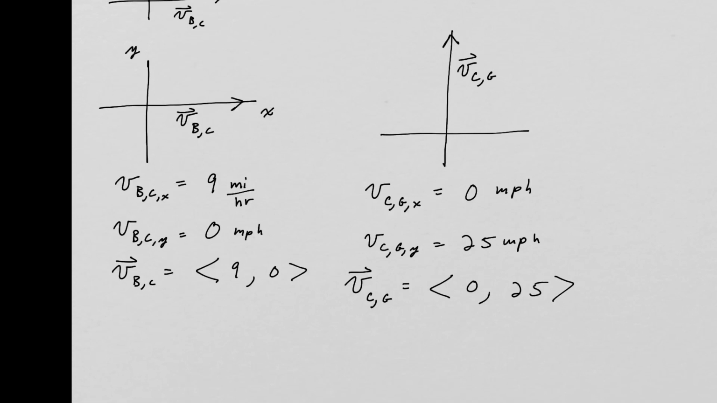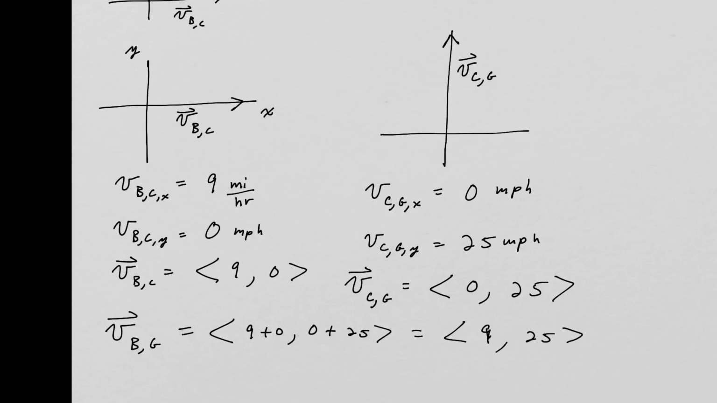Okay, so if I want to get the velocity of the ball relative to the ground, I just need to add these two together, right? So I add the x components together, so 9 plus 0, and then the y components, 0 plus 25, and you're going to end up with 9, 25. So that would be the components of the velocity that we want, the velocity of the ball relative to the ground. Okay, well, we already saw what that looked like, but let's finish up this problem.